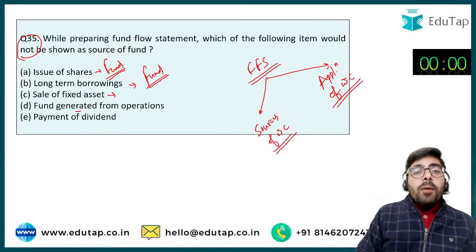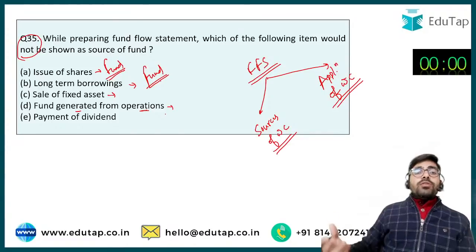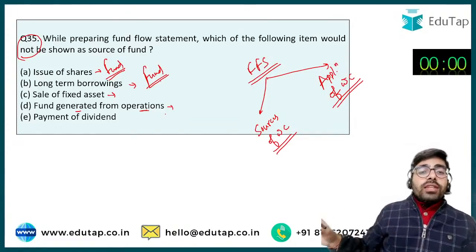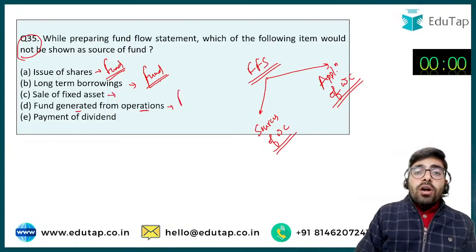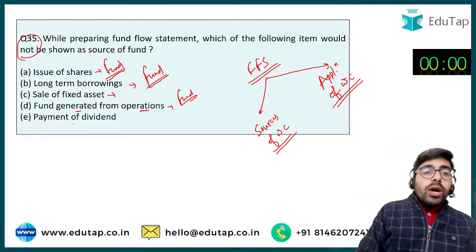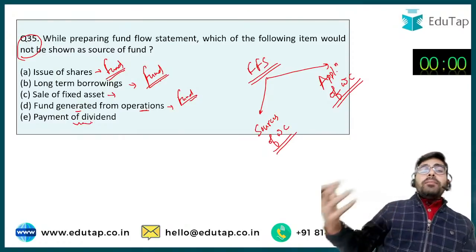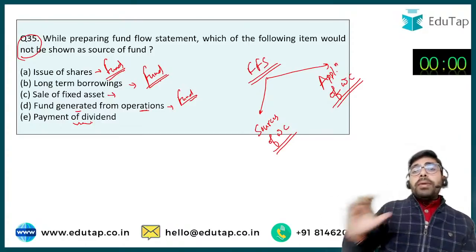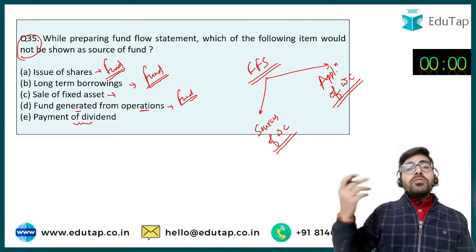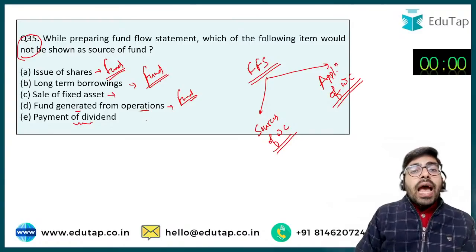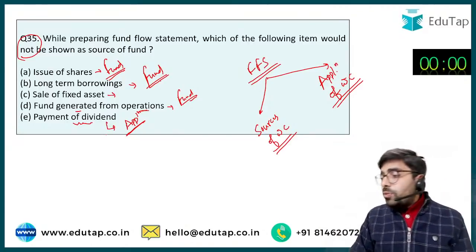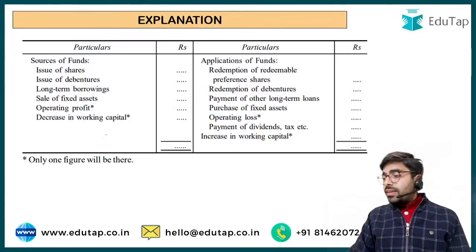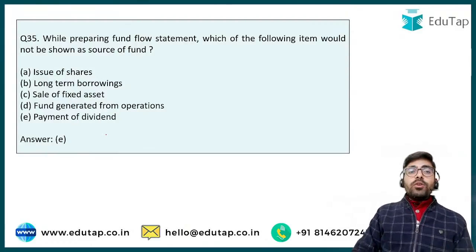Fund generated from operations. You have done some operations, you have sold the goods, you have paid money for the goods, and ultimately you have generated money out of it. So this money which is generated is also a part of your fund. If you are paying the dividend, आपने dividend की payment करी, it means your cash, your bank balance is going to reduce, your current asset is going to reduce, and this is going to be an application of the fund. It is not a source of the fund, it is an application of the fund. So that's why answer is going to be option number E. Option number E is going to be the answer.